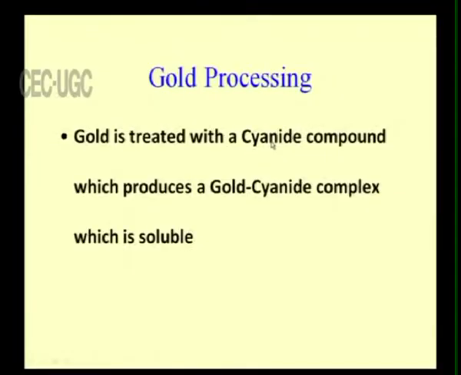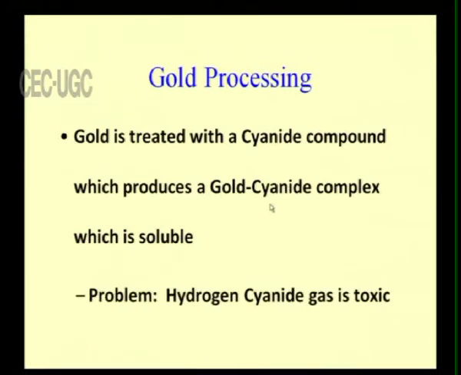And in gold processing, the gold is treated with cyanide, and that produces gold cyanide, which is soluble, and the hydrogen cyanide gas is very toxic. And sometimes the gold is treated with mercury, making gold amalgam, and mercury is a very highly poisonous material. Therefore, in either the cyanide method or the amalgamation method, the extraction of gold is causing some pollution or hazards.